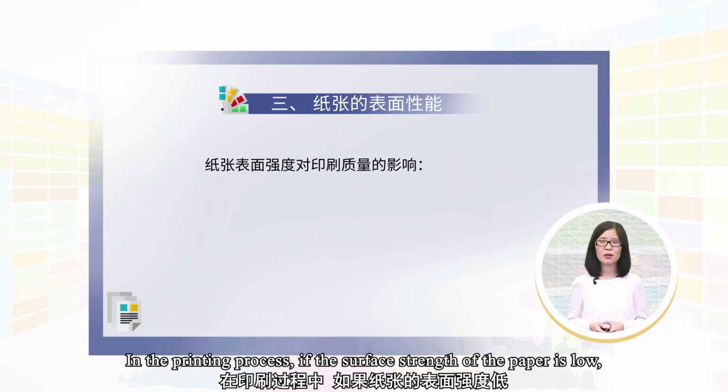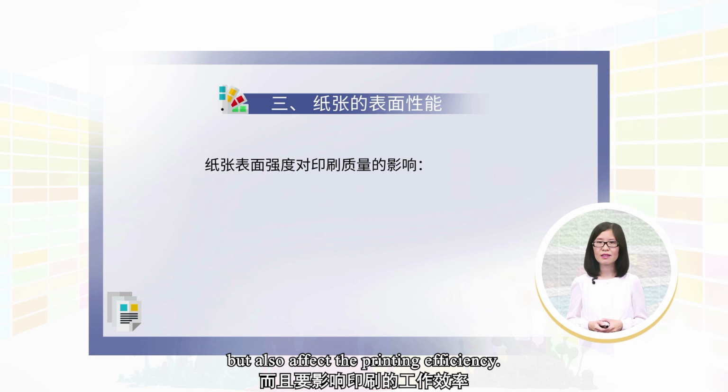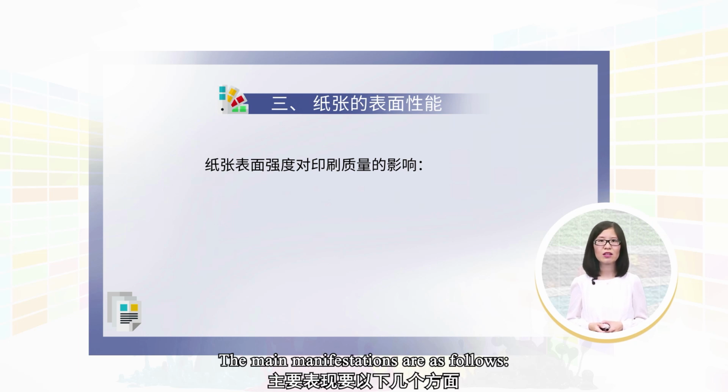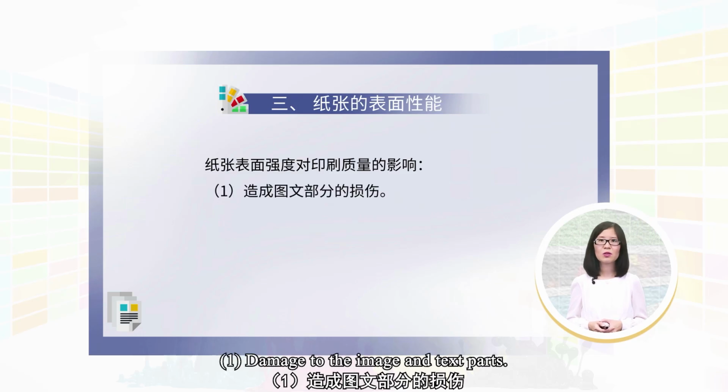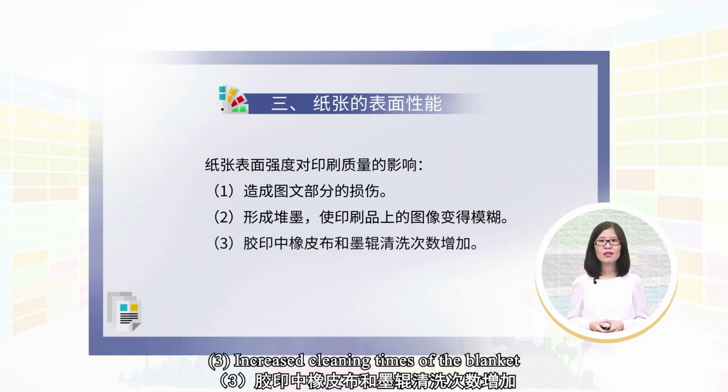In the printing process, if the surface strength of the paper is low, it will not only seriously harm the product quality, but also affect the printing efficiency. The main manifestations are as follows. First, damage to the image and text parts. Second, ink piling, making the image on the printed matter blurred. Third, increased cleaning times of the blanket and ink rollers in offset printing.